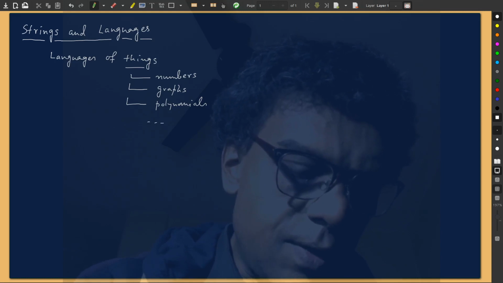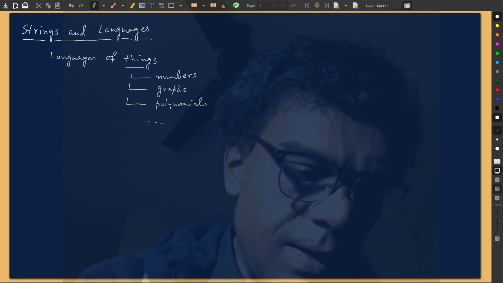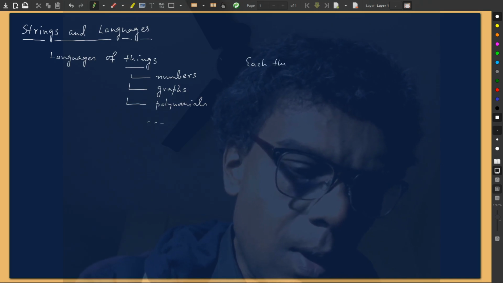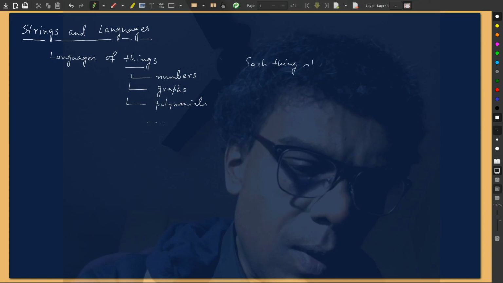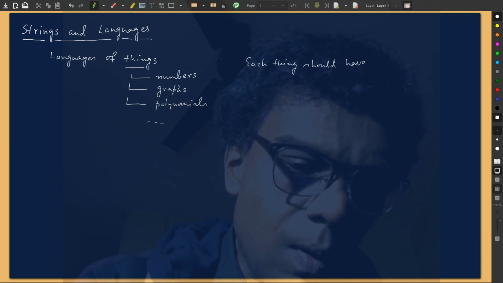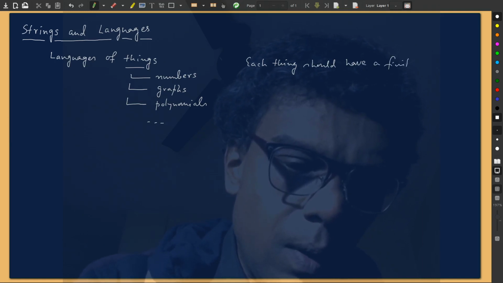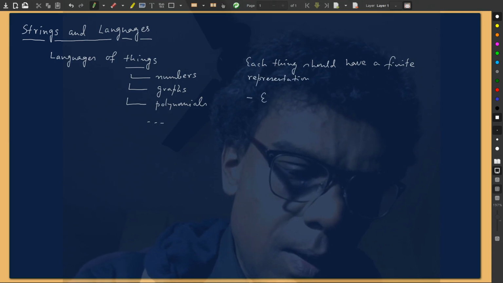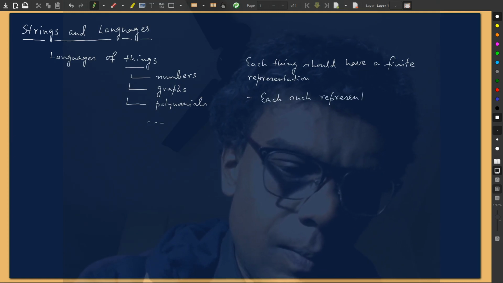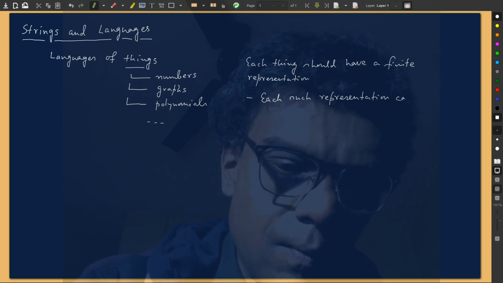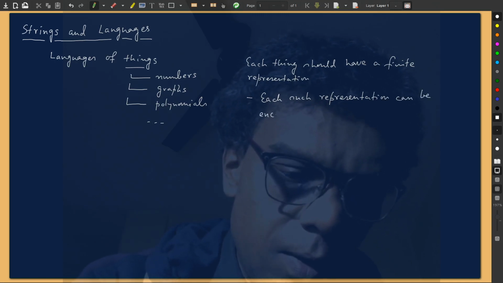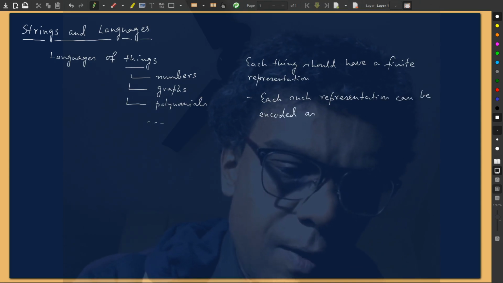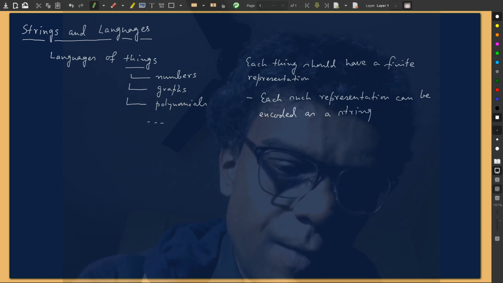Okay, so each such thing we demanded should have a finite representation, and each such representation can be encoded as a string over some alphabet. I will define strings formally.